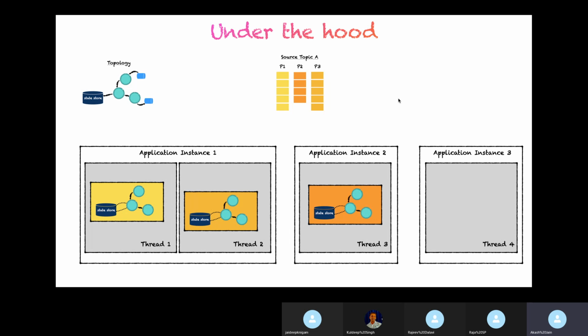So that way, the change log topic is a very small topic because the duplicate keys have been removed, and that compacted topic is replayed to recreate the state store. That is how the fault tolerance is achieved.